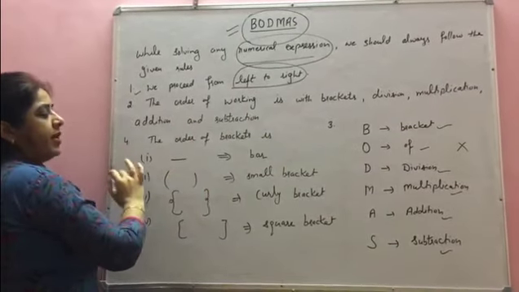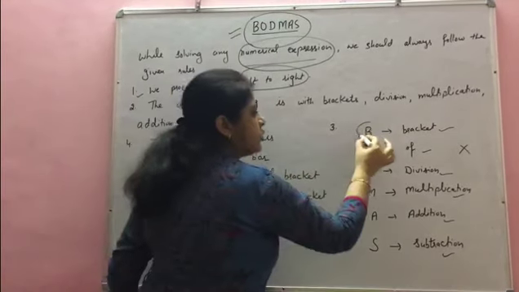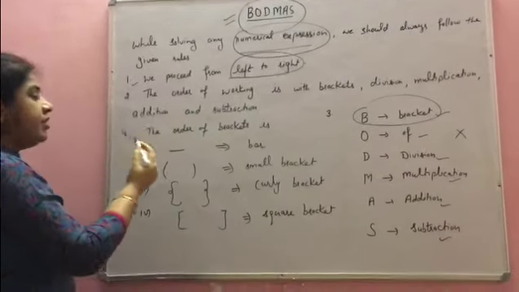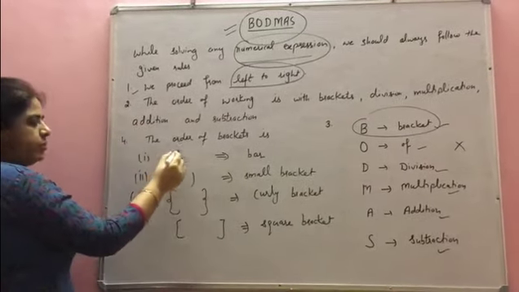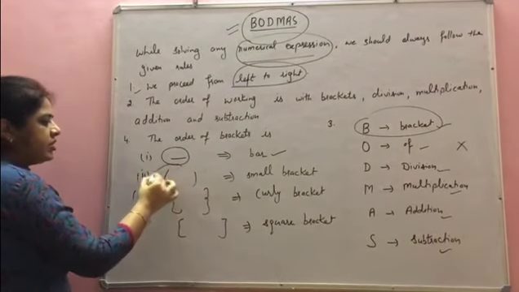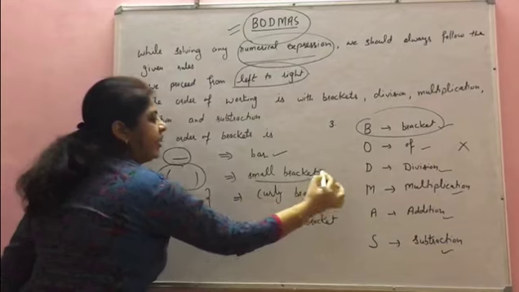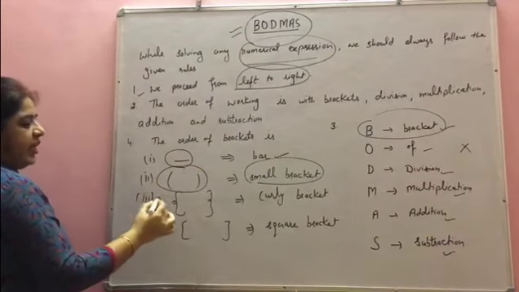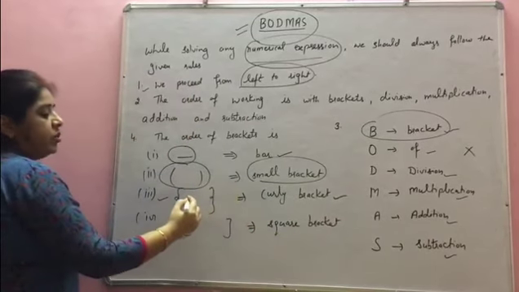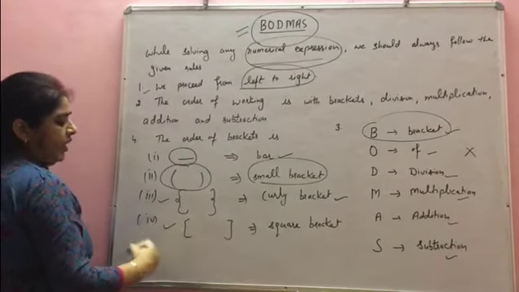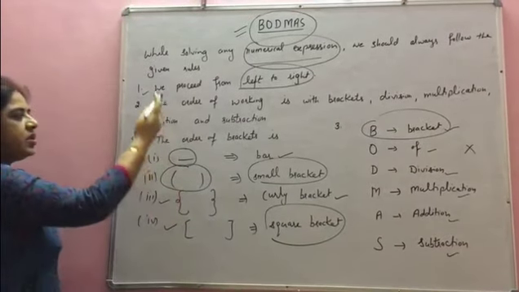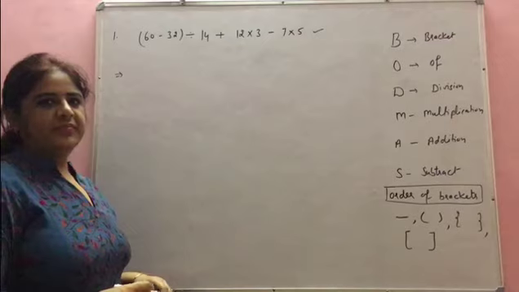Now, order of the bracket means when we are solving brackets, maybe you have more than one bracket. Then this bracket, which is known as bar, will be solved first. This is known as the small bracket, and will be solved second. This is known as the curly bracket and we solve it at the third place, and finally at last we will solve the square bracket. So this is the order to solve, students.